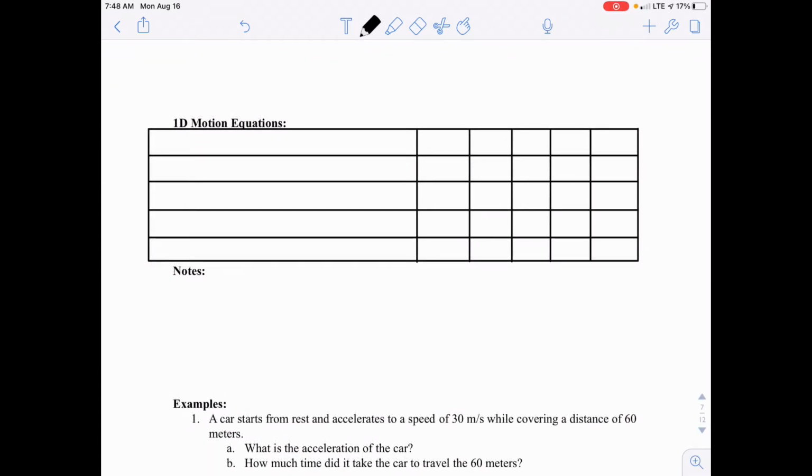Now let's take a look at 4 equations that can be used to model constant acceleration. Before we do, pause the video and copy the chart that you see on my screen. It has 6 columns by 5 rows. Resume the video when you have your table constructed. Okay, now that you have your table put together, let's fill it out.